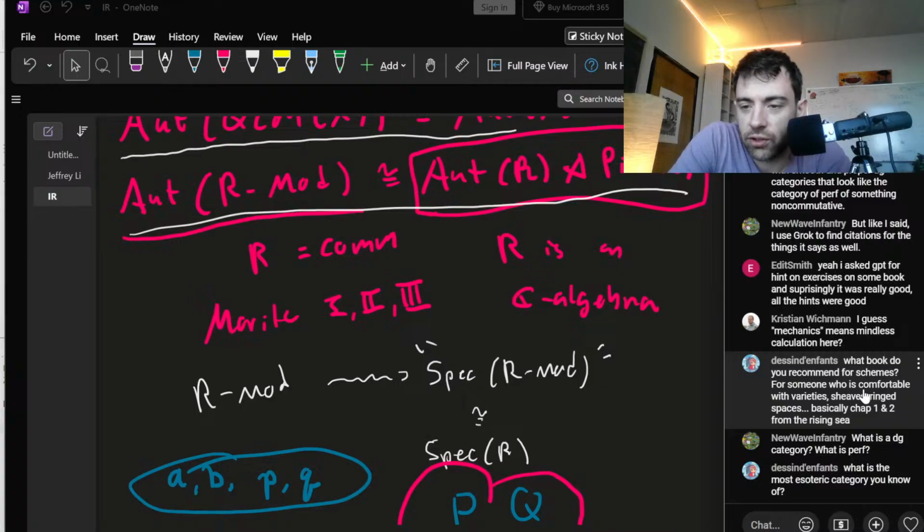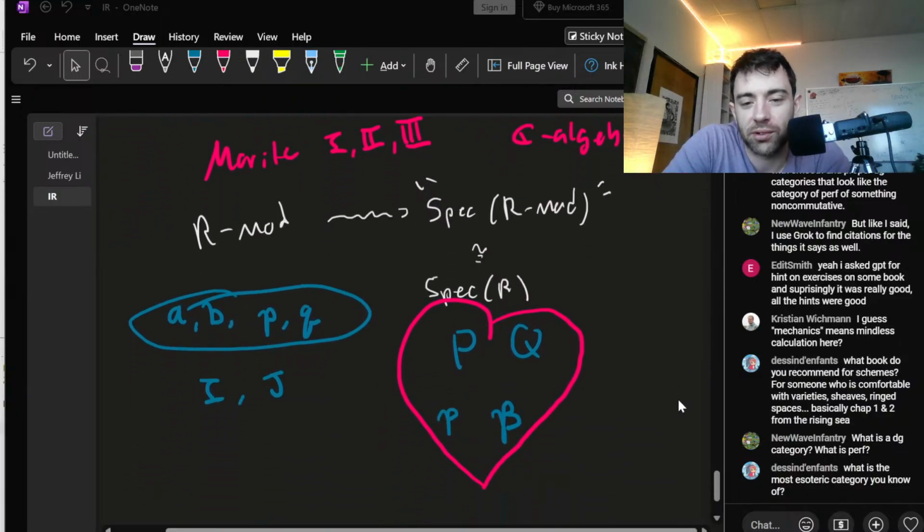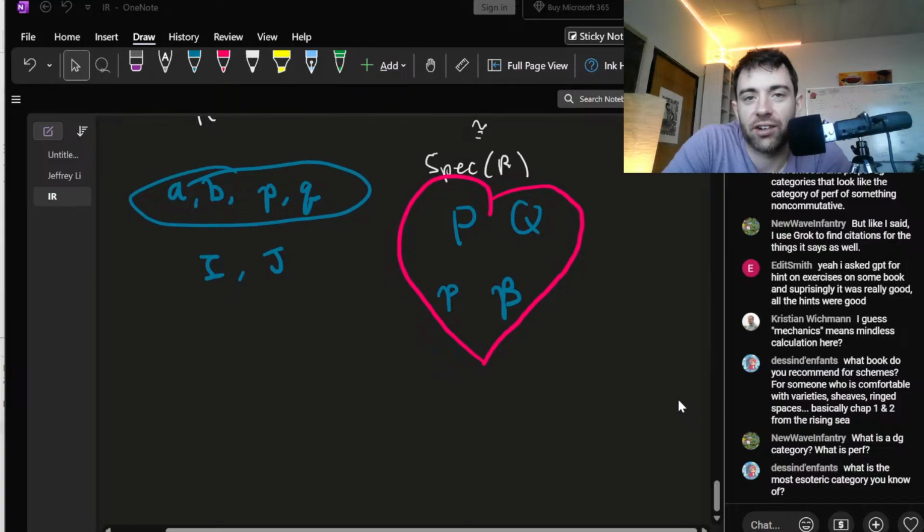What book do I recommend for schemes? Someone who's comfortable with varieties, sheaves, ring spaces. Well, why not just keep reading The Rising Sea? If you're basically happy with chapters 1 and 2 from Rising Sea. Well, chapters 1 and 2. So don't you already know schemes? If you read chapter 2 of Rising Sea, I don't know. You probably know more about schemes than I do, if you've studied that chapter thoroughly.